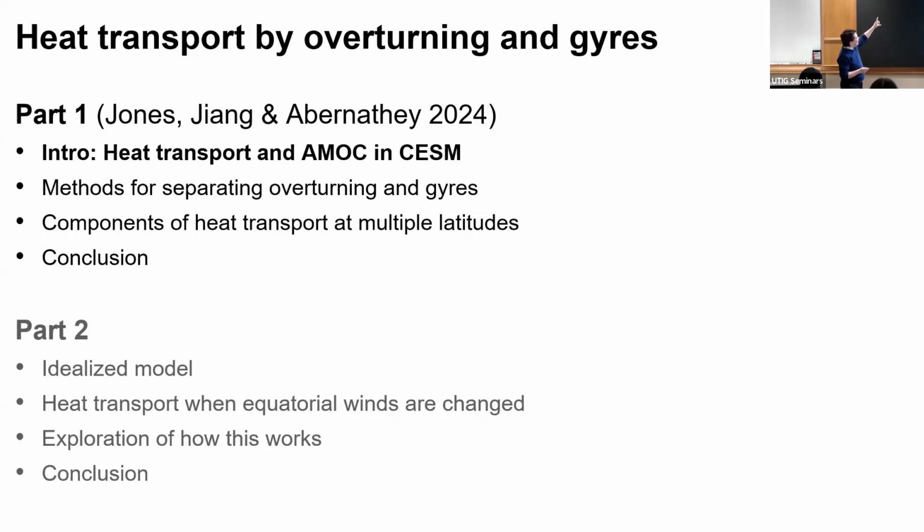So first, the first half of the talk is about a paper that has already come out, some work where we looked at heat transport and AMOC in the CSM large ensemble, and thought about different methods for separating heat transport by the overturning and heat transport by the gyres. And when this work came out, I kind of didn't feel that good about it.